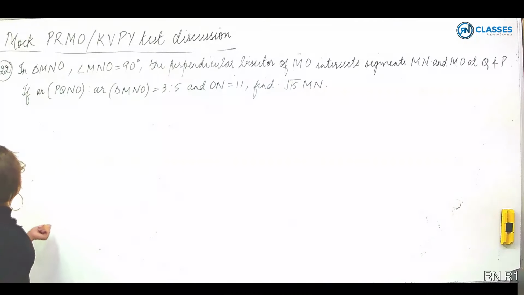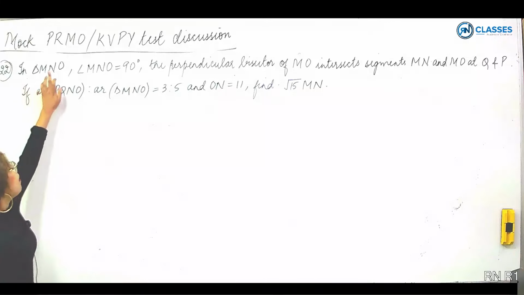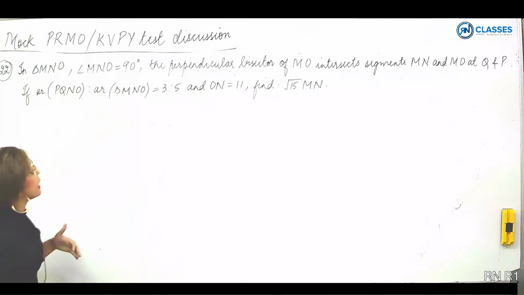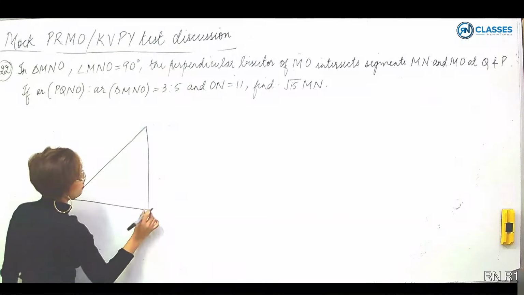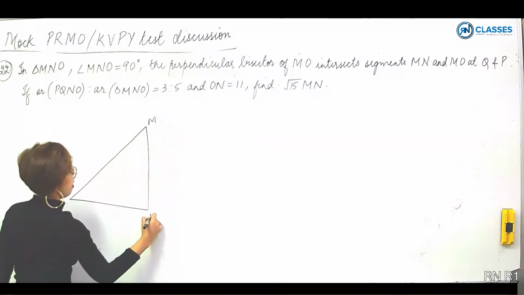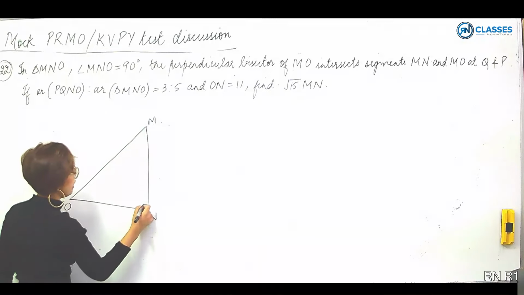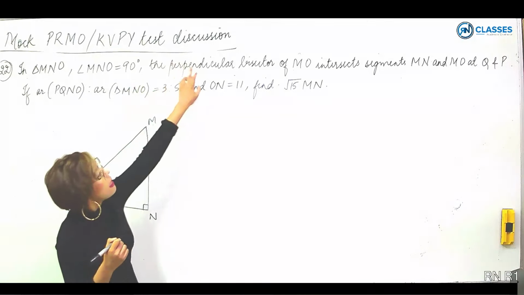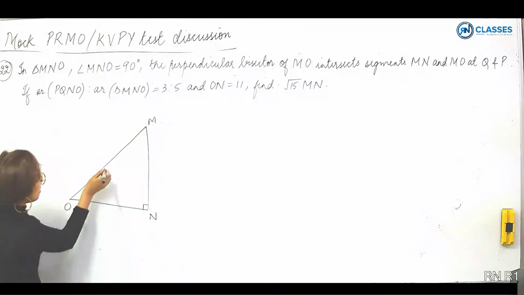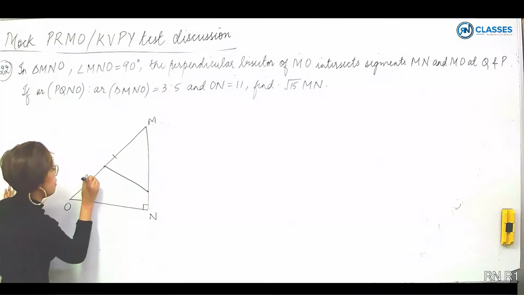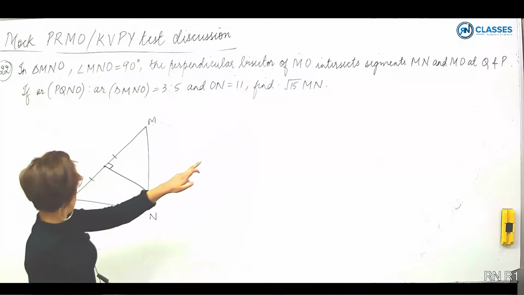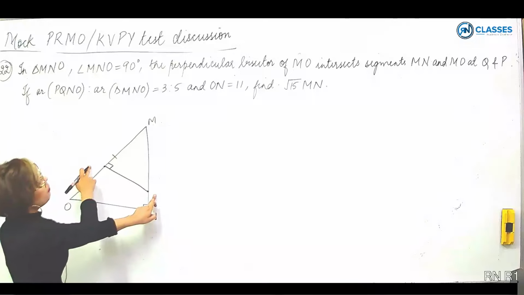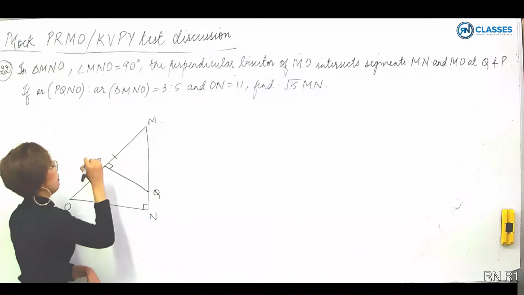Alright, so the next one. He says in triangle MNO, angle MNO is 90 degrees. So let me make that first. MNO. So this angle is 90 degrees. The perpendicular bisector of MO, maybe it is something like this. This is equal to this and this is 90 degrees. It intersects segments MN and MO at points Q and P respectively.